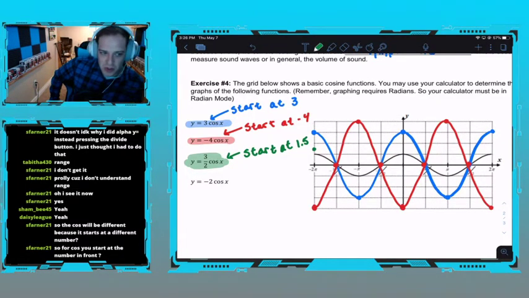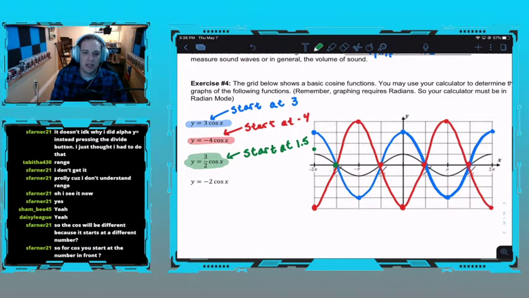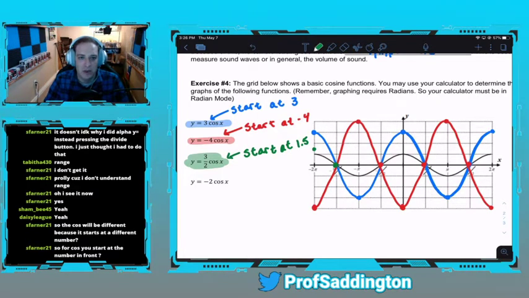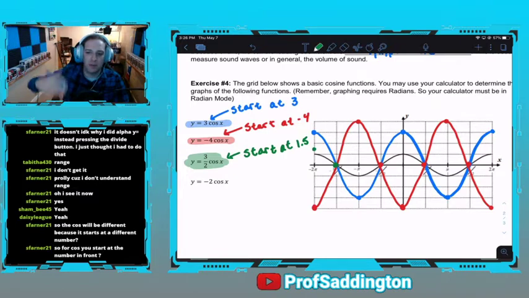But again, since we're doing cosine, that means the next number has to be 0. And now when I get to the next one at negative pi, I know it's going to be at negative 1.5, because the range is always going to be between negative 1.5 and positive 1.5.